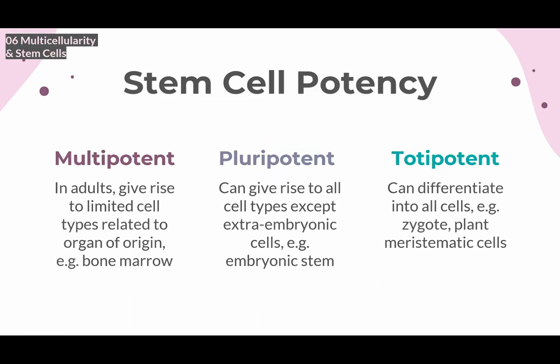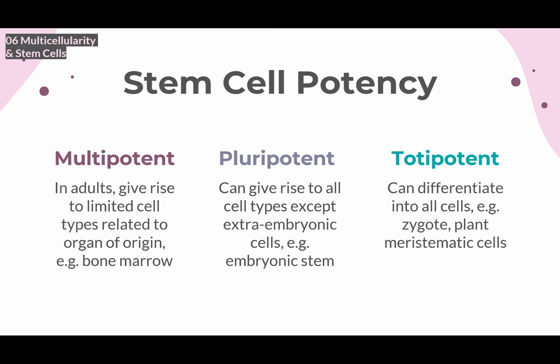And there are different levels of potency. First of all, we have the multipotent stem cell that is also found in adults, for example, in the bone marrow. It can give rise to limited cell types related to the organ of origin, so bone marrow, and there are also specific stem cells found in the gut, and they can differentiate into specific cells that are also within the organs of the gut.